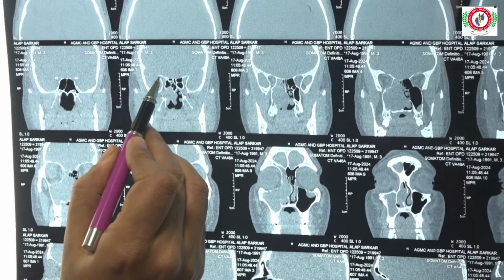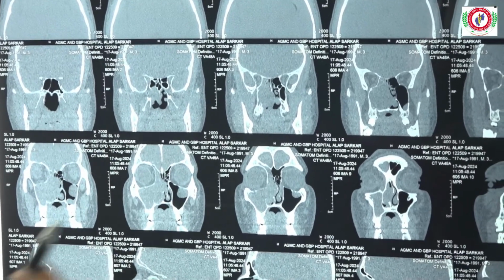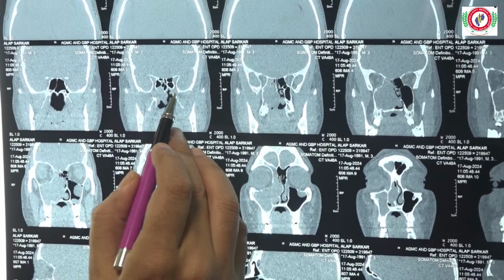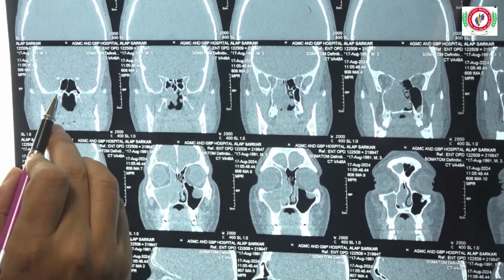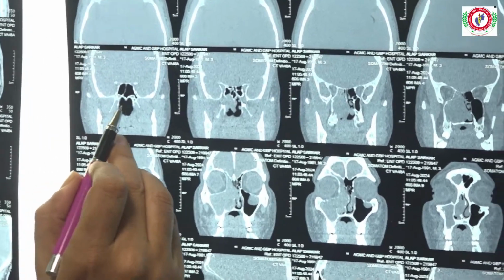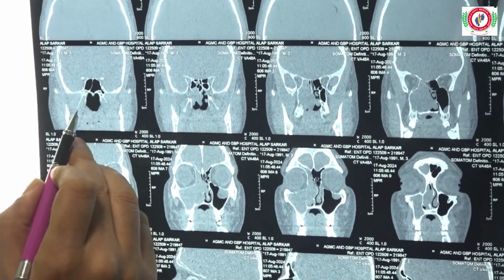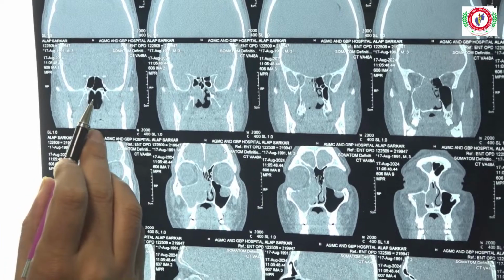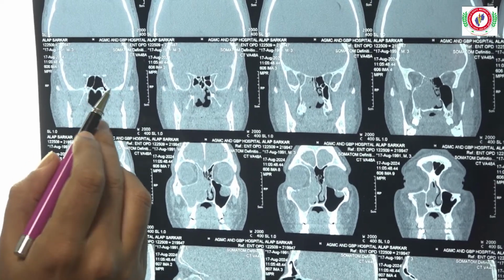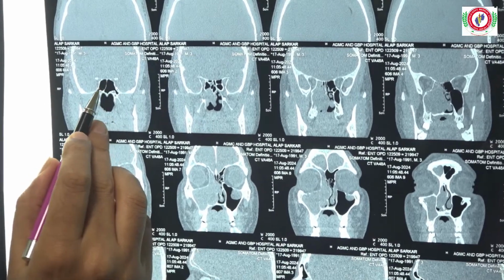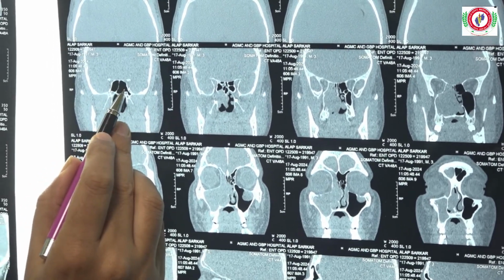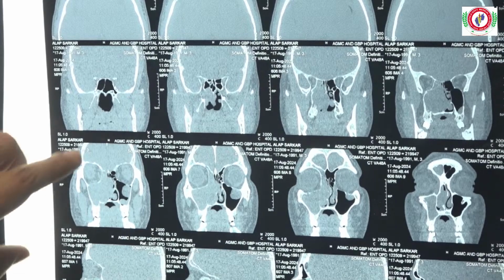Okay. So what is this thing? This is the orbital apex and this is the superior orbital fissure. We saw the superior orbital fissure yesterday. So all the nerves are entering from the cavernous sinus into the orbital apex through this superior orbital fissure. Right. And this is the inferior orbital fissure. Right. And then we come into the sphenoid sinus here.